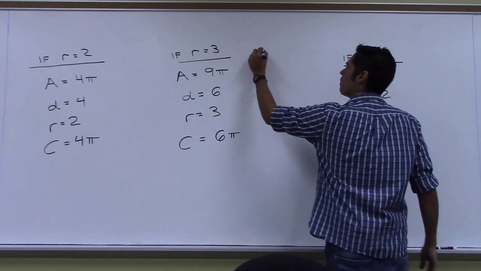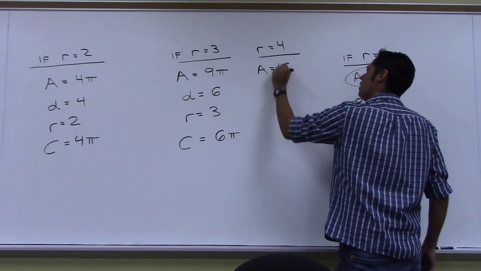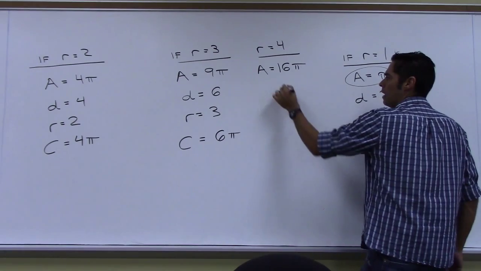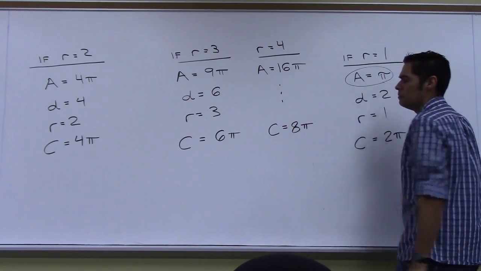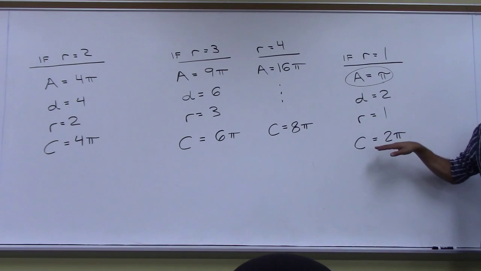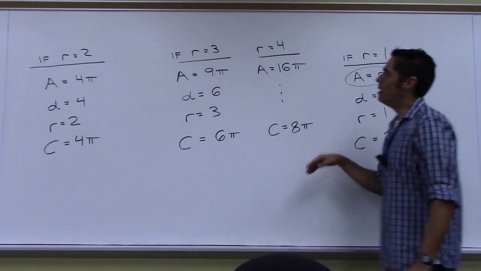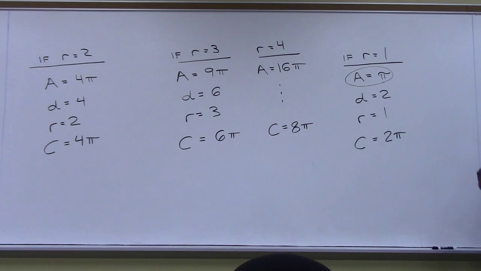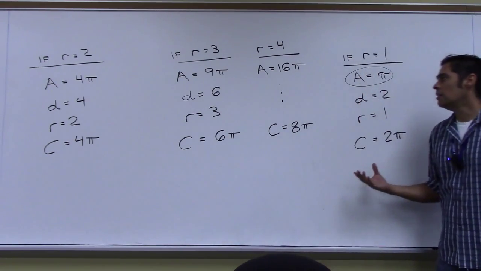Maybe one more. If r is 4, what's my area? 16 pi. And how about circumference? 8 pi. So did the circumference follow the pattern? It just keeps going up by 2 each time. But the area, again, is not going up by the same amount each time. And that's because the area formula has a squared in it, whereas the circumference formula does not.